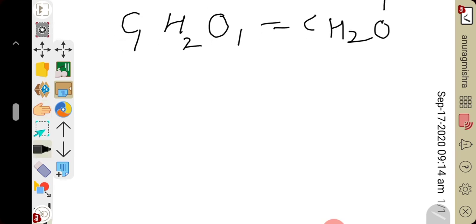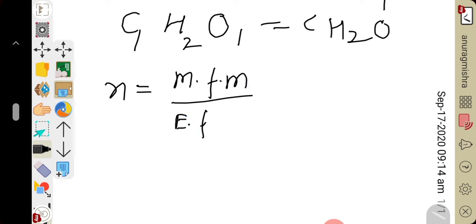Now we have to find out the molecular formula. Molecular formula mass is already given. It is 60. So first of all, we have to find out the value of n. We all know n is equal to molecular formula mass divided by empirical formula mass. Molecular formula mass in the numerical is given as 60, divided by the empirical formula mass.